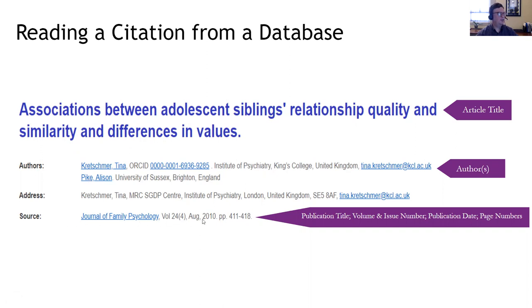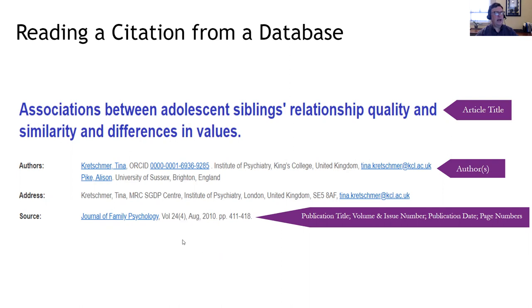This is where I find students oftentimes have a hard time deciphering this, but it's relatively simple. Basically, this is the name of the journal. So this is Journal of Family Psychology. This is going to be the volume number, and then this is going to be the issue number, and this is going to be the date it was published on, and these are the pages it falls on.